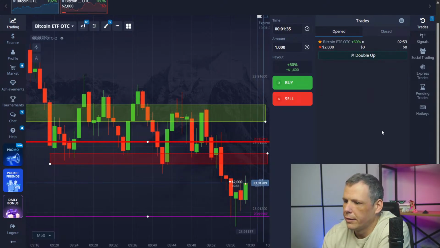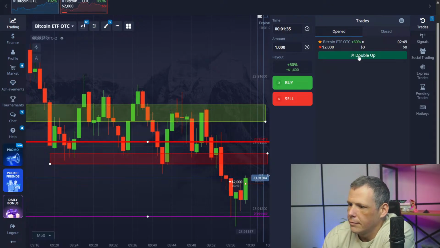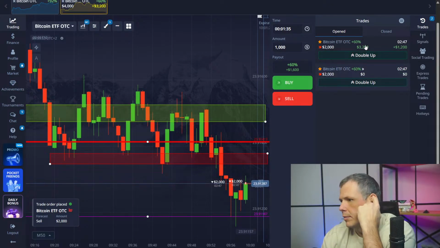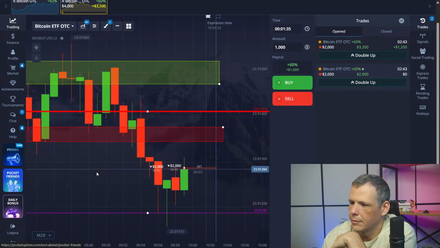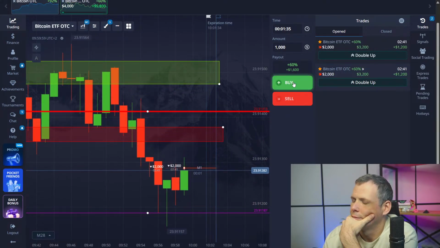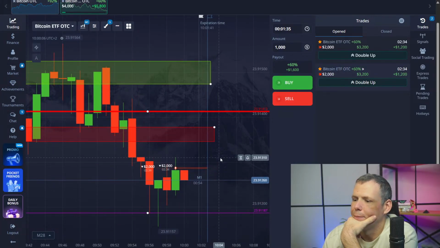Okay. Double to about 3 minutes from here, and I'm going to double up because I strongly believe it's going to continue down within the next three candles. We just have this coming up.